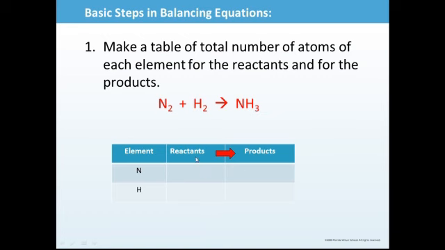So we've made our total number. We look at nitrogen. As a reactant, I see that I have 2 nitrogens. As a product, I have only 1. For my hydrogens, I have 2 hydrogens as my reactants, and I have 3 as my product. Remember that your subscript tells you how many atoms you have. Now, in my products, if you look at nitrogen, we don't see a subscript, do we? That means we have 1.